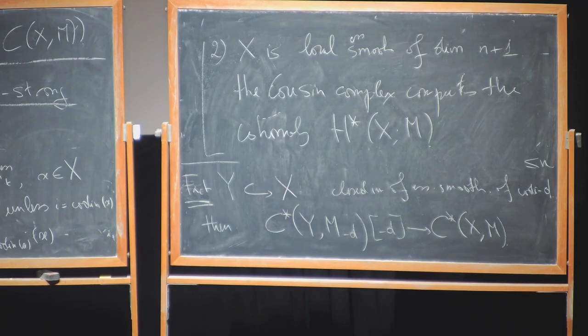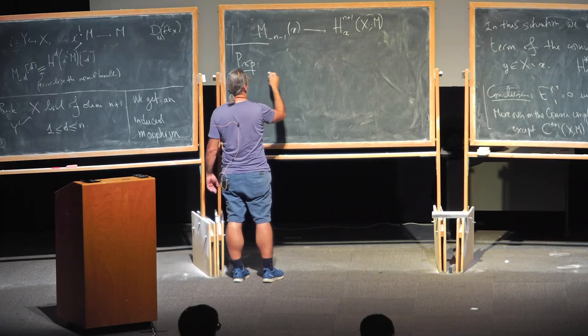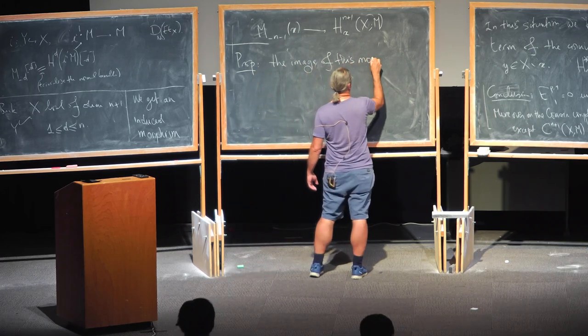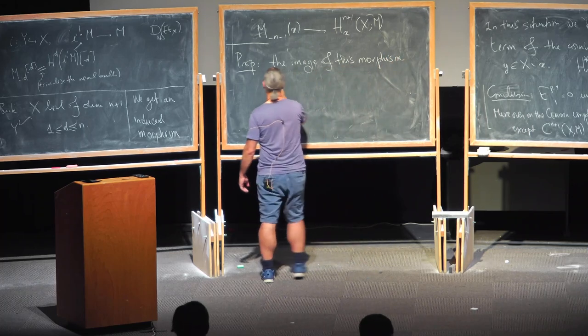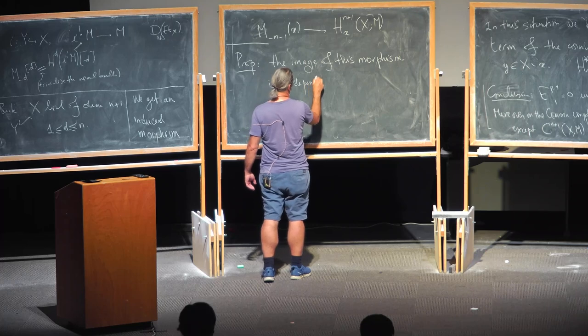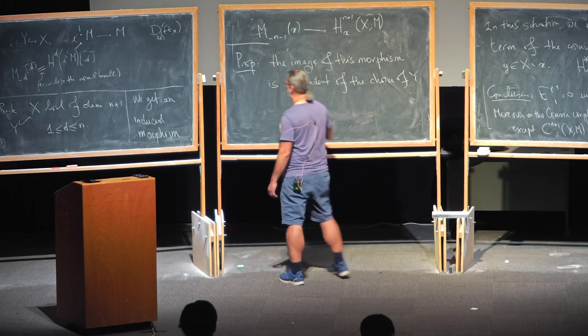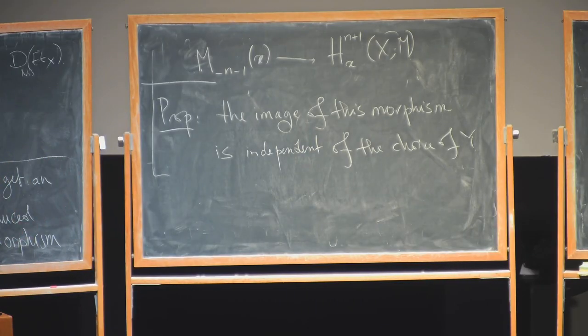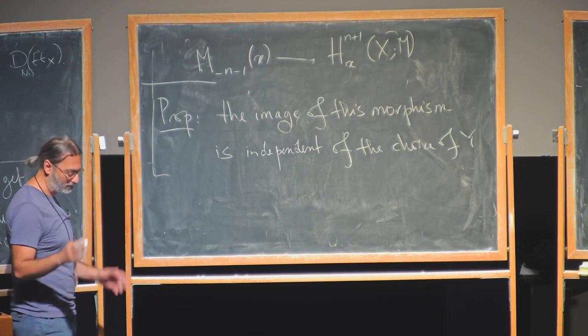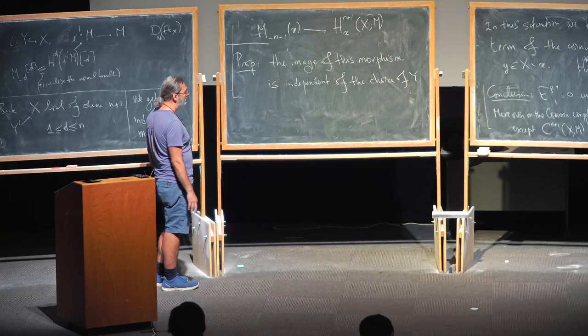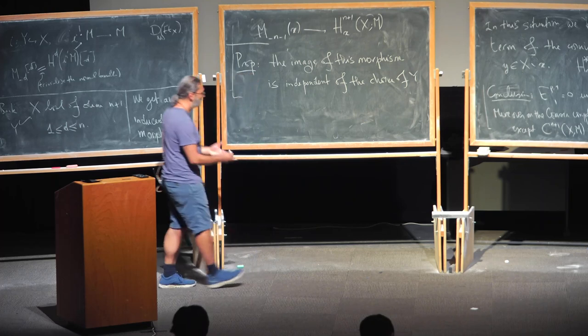And now the key fact is the following. The proposition is that this morphism is independent, or at least the image of this morphism is independent, of the choice of Y. I'm not going to give the proof of this. It's quite difficult actually to prove this, at least if one tries to follow the method of Fabien. So one has to work a bit here.